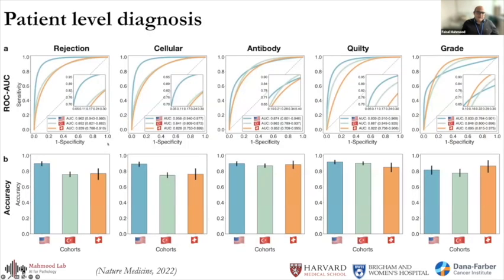So here is the model performance. This is the performance on the held out test set that was not seen by the model during training, on cases from the Brigham and Women's Hospital, as well as cases that were sent in from Turkey and Switzerland. As you can see, there's a drop in performance when we go from internal cases to external cases, both in terms of the AUC as well as the accuracy.